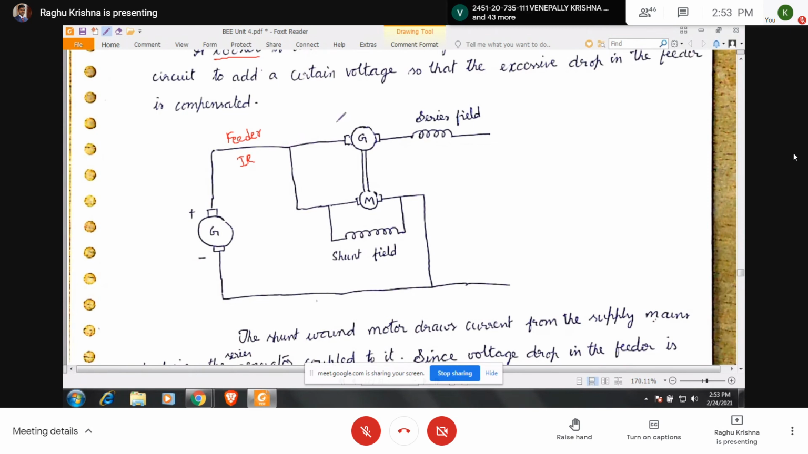This can be done by having a series generator. See here, this is a generator and this is the armature, and its field winding is shown, the series field. This motor is coupled to this generator and the motor is given the supply here. This voltage is given to the motor, and here is the shunt field of this motor.